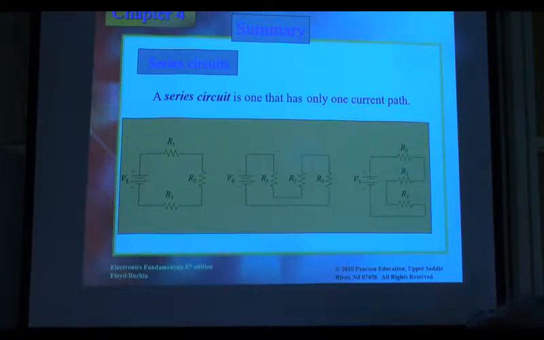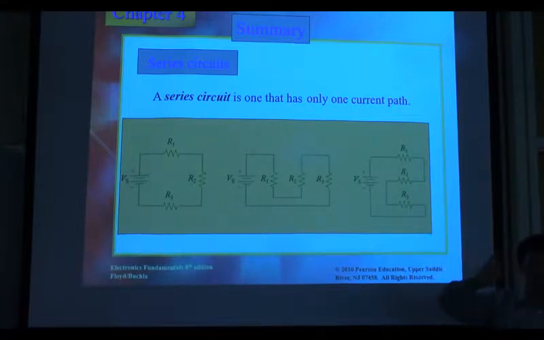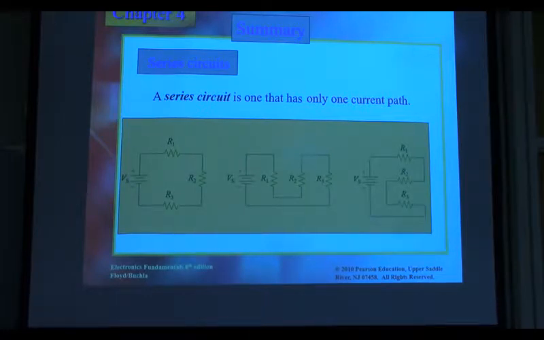How about the third one? Is this a series also? Yes, it's a series. You go from positive to this, pass through this one, so there's only one current loop. That's easy, right? If I give you a circuit, you need to determine if it's series or not. You just follow these rules. If there is only one current loop, then that is a series circuit, because there's only one path, so the current everywhere along the path will be equal.